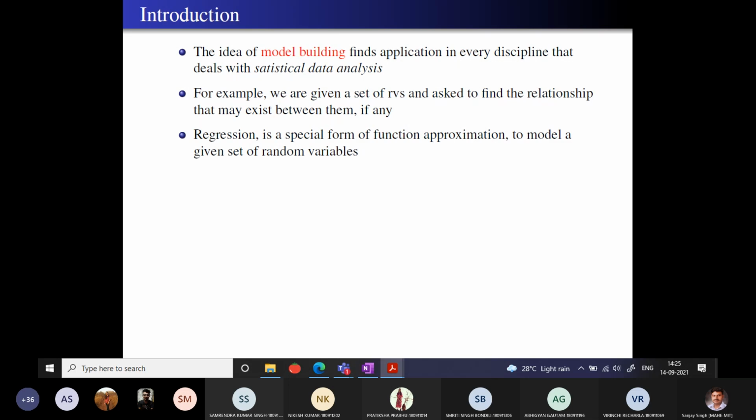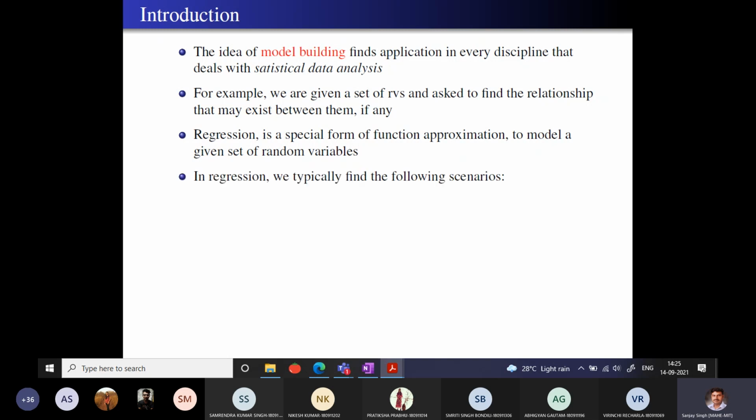Regression is nothing but function approximation to model a given set of random variables. If you remember, the entire neural network part is nothing but function approximation. A black box is there and you want to know what kind of function is causing this input attribute to be translated into such and such desired value. So it's nothing but function approximation only. Regression is a special case of that.